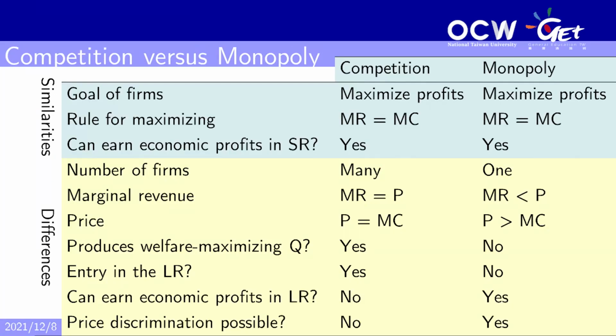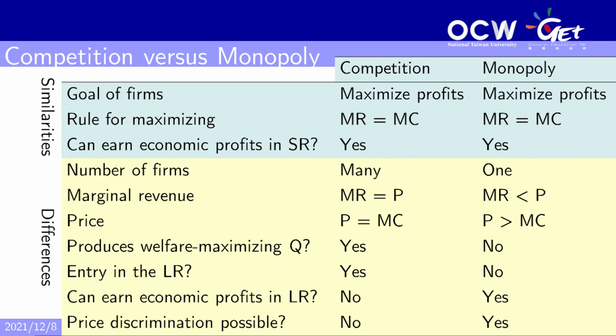Okay, so here's the comparison between competition and monopoly. The first three are similarities, so both firms want to maximize profit. MR equals MC, that's the golden rule to maximize profit. How do you choose quantity? You find the right quantity so that MR equals MC. And in the short run, both the competitive firm and the monopolist can earn economic profits.